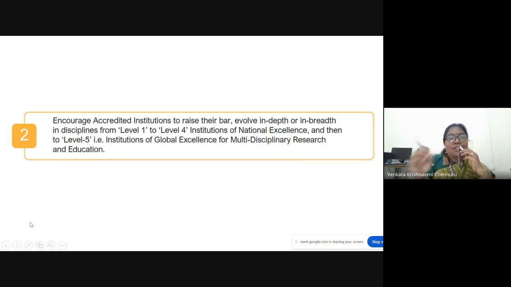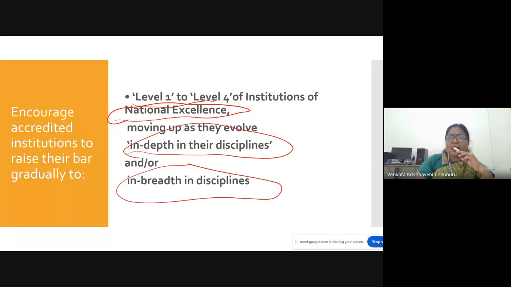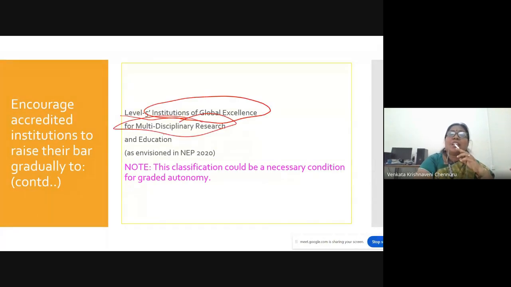So this is the second one, multi-level accreditation. Encourage accredited institutions to raise their bar gradually from level 1 to level 4 of institutions of national excellence, moving up as they evolve in depth in their disciplines or in breadth in their disciplines. Encourage accredited institutions to raise their bar towards level 5, institutions of global excellence for multidisciplinary research and education, as envisioned in NAAC 2020. This classification could be a necessary condition for graded autonomy.